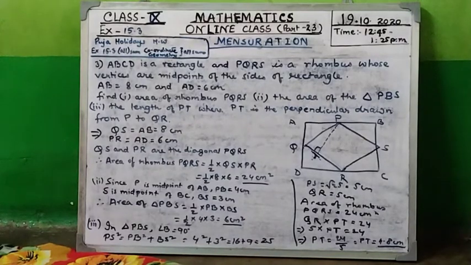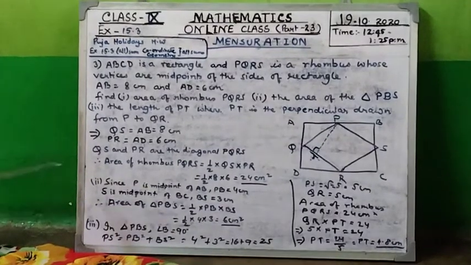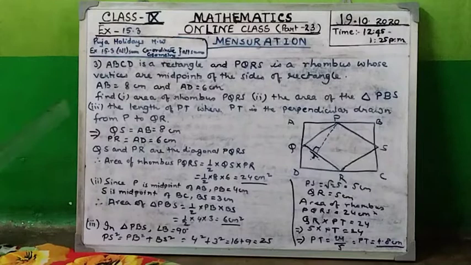Alright, this is the type of figure you will get. Now look at the figure. QS is equal to AB, because they are the same size. And PR is equal to AD, that is equal to 6 cm. QS and PR are the diagonals of PQRS.